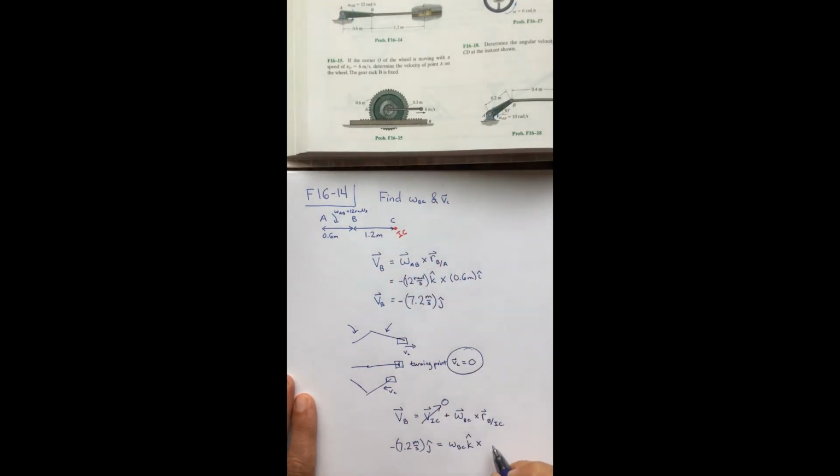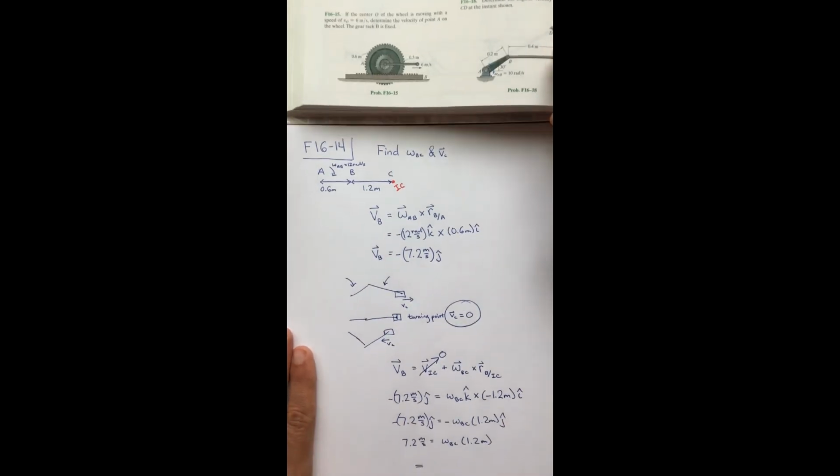That distance is 1.2 meters, and that's in the negative i hat direction. So that's crossed with minus 1.2 meters i hat. When I do k hat crossed with i hat, I get j hat, but I also have this negative sign here. So this is minus 7.2 meters per second j hat is equal to negative omega BC times 1.2 meters j hat. Therefore, 7.2 meters per second is equal to omega BC times 1.2 meters.